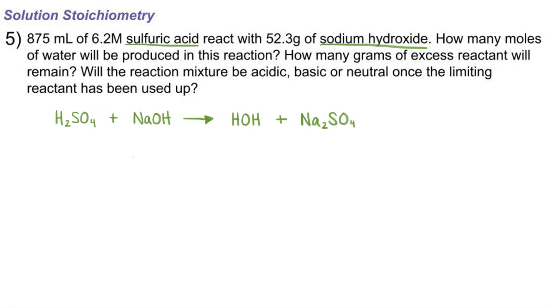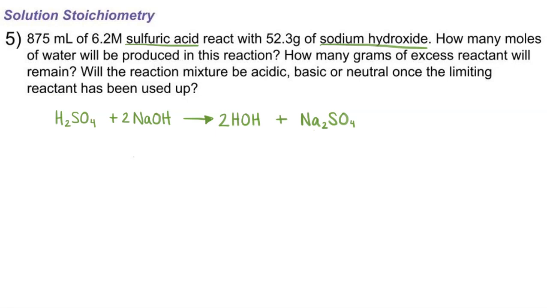Now we do need to balance this equation. I noticed right away there are 2 sodiums on the product side, so I'm going to put a 2 in front of sodium hydroxide on the reactant side. Now that gives me 2 hydroxides, so I'll put a 2 in front of water, and that actually balances out the hydrogen as well. I have 2 hydrogens on each side. So this is a fully balanced equation now.